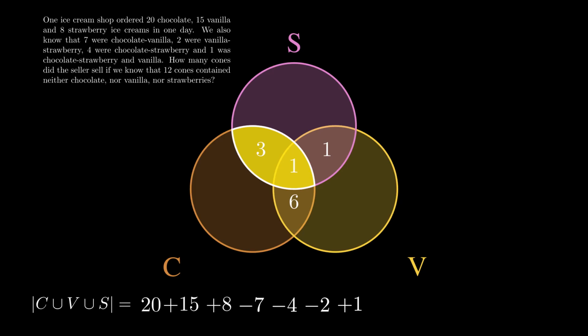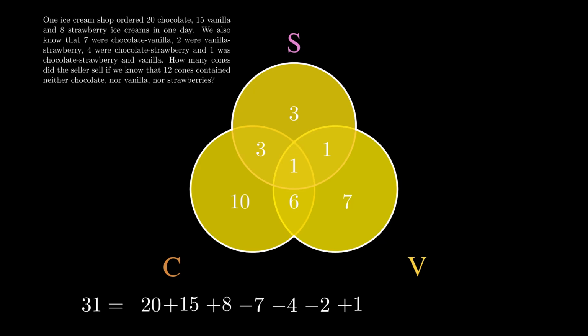There must be 20 chocolate cones, but we have already placed 10 in the intersections, so only 10 chocolate-only cones remain. For the vanilla, there must be 15, leaving 7 outside. For the strawberry, there must be 8, leaving 3 strawberry-only cones. This means that the ice cream seller sold a total of 31 cones that contain chocolate, vanilla, or strawberry. However, there are still 12 cones left that did not contain any of these flavors. So, a total of 43 cones were sold that day. With this, we have reached the end of the task.